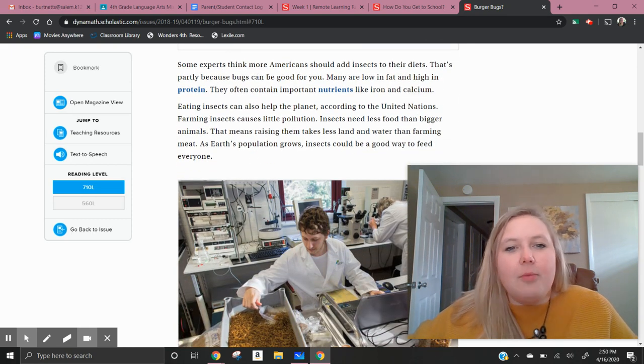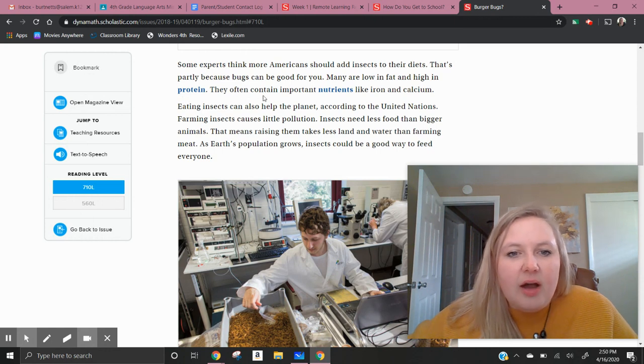Some experts think more Americans should add insects to their diets. That's partly because bugs can be good for you. Many are low in fat and high in protein. They often contain important nutrients like iron and calcium. Eating insects can also help the planet.